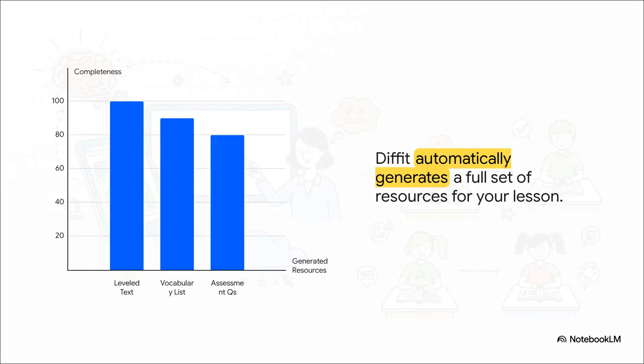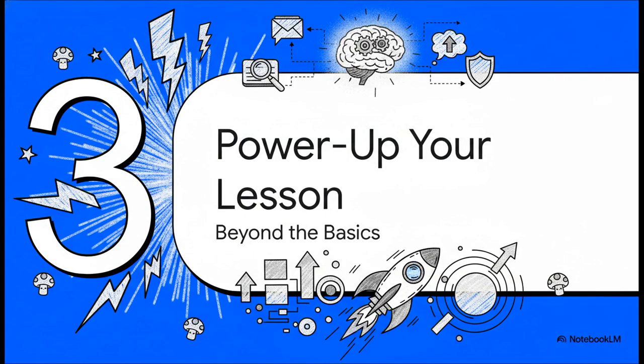So what's the payoff for your 30 seconds? Well, you get a whole package. You get a text that's actually leveled for your students, a handy summary to kick things off, a list of key vocabulary words with super clear definitions, and even a few different types of questions to check for understanding. It's basically the whole shebang. But wait, it doesn't just stop there with a simple reading and a quiz. Oh no. This is where you can really start to power up your lesson and go way beyond the basics.